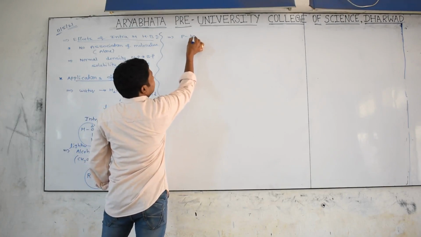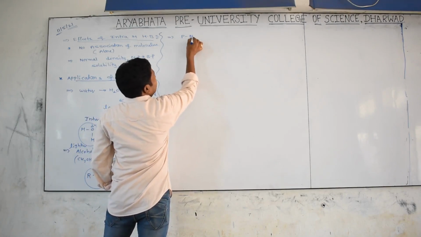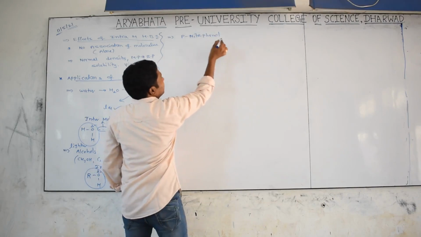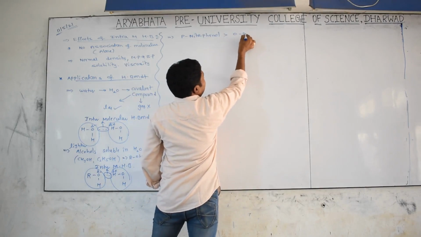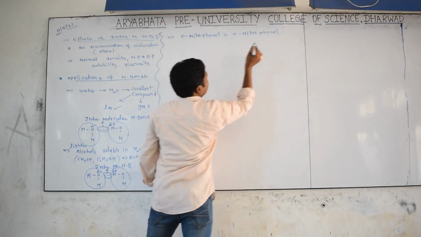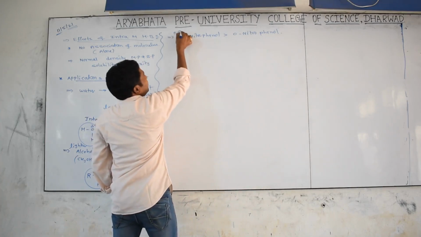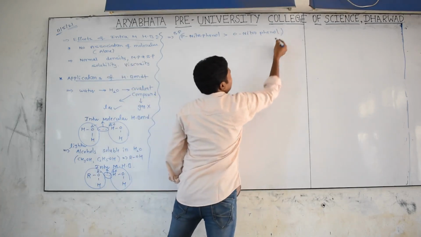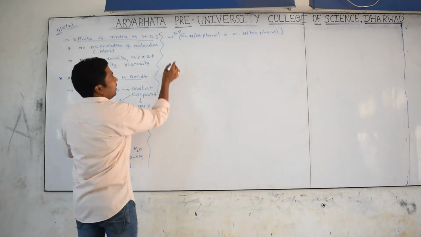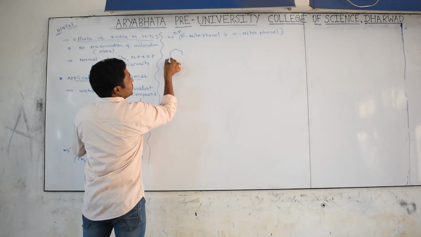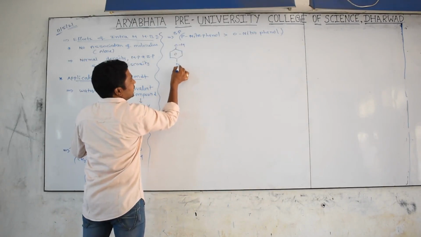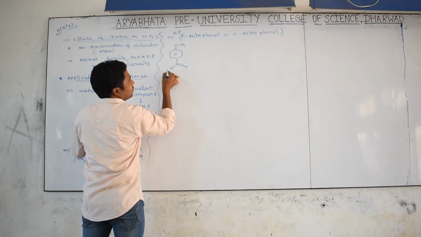Para-nitrophenol has a higher boiling point than orthonitrophenol. That means the boiling point of para-nitrophenol is more than orthonitrophenol. What is the responsibility? We will see. Para-nitrophenol: take the phenol OH and the nitro group, N double bond O, and a coordinate covalent bond with oxygen.